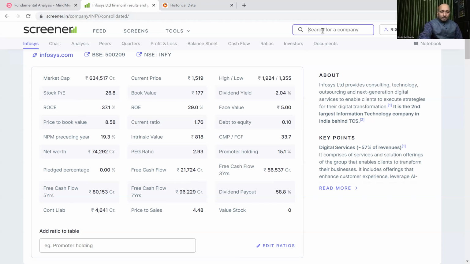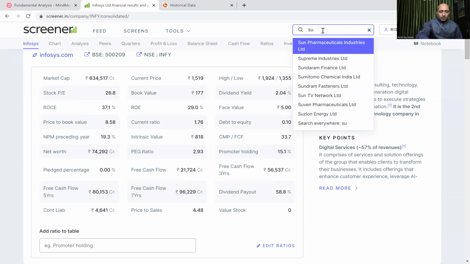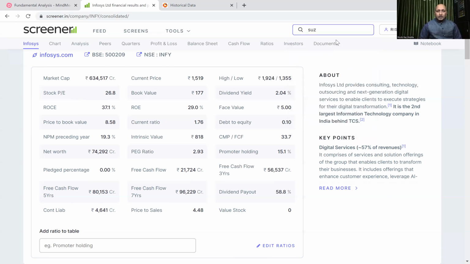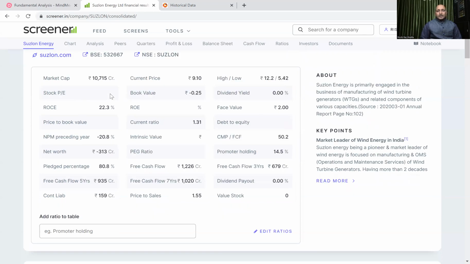We go to one bad company, Suzlon, as usual, and we can see there is no PE because everything is negative. Again, no book value. Yes, of course, price to sales is 1.55 because the company has now started to move a little bit. We can see other things are negative. So clearly this shows that if there is no PE and no book value, we should avoid such a company.